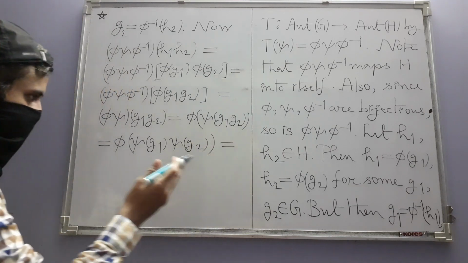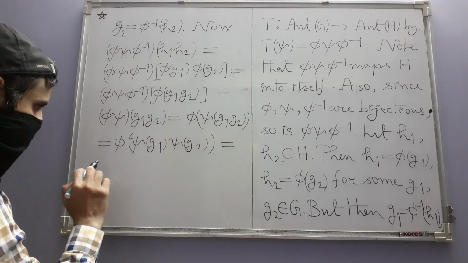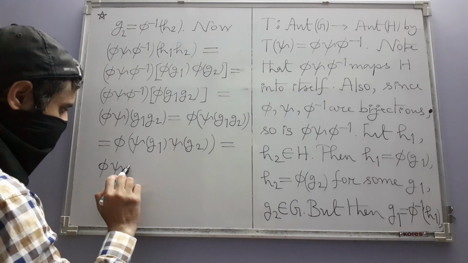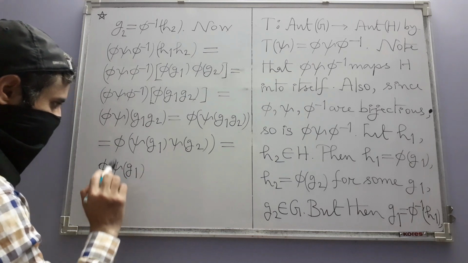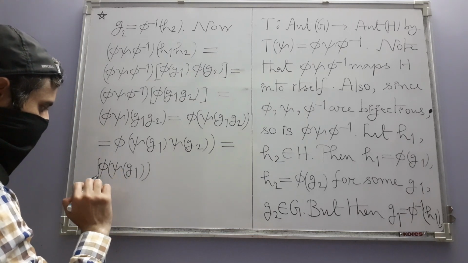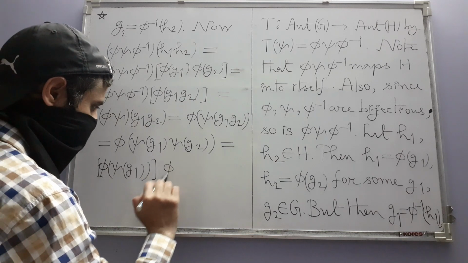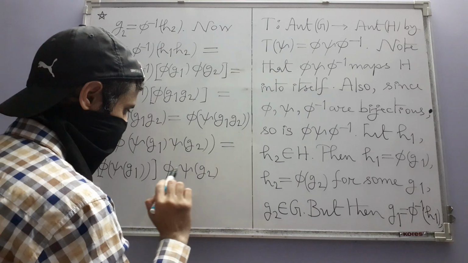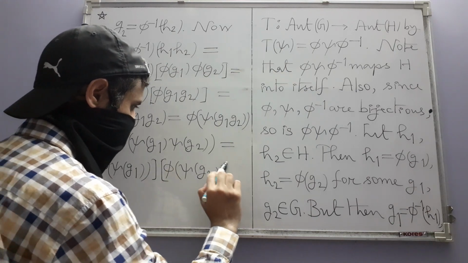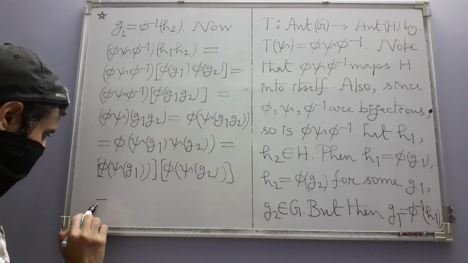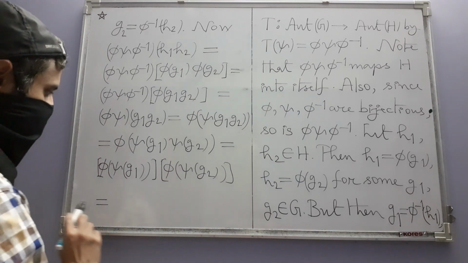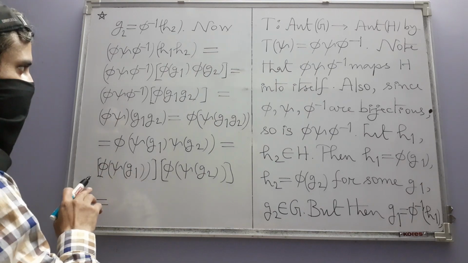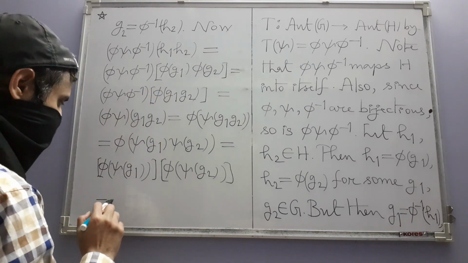But phi also is an isomorphism. So that's why phi also will distribute itself over this product, and we will have this, psi of G2. Okay. Now in place of G1, what we can do is we can bring back phi inverse and phi.